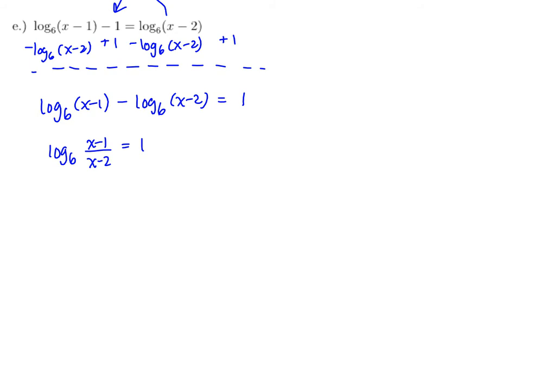And now we have a log expression, log base 6 of something equals 1. With that we can escape, we can get out of this if we convert it to exponential. Converting to exponential means we take the base, which is 6, raise that to the power 1, which equals the argument, x minus 1 over x minus 2.